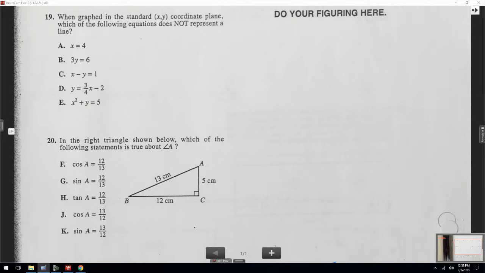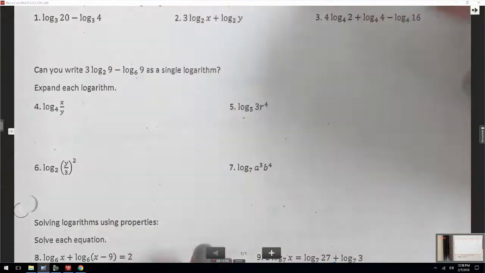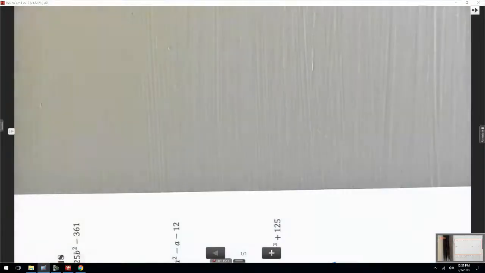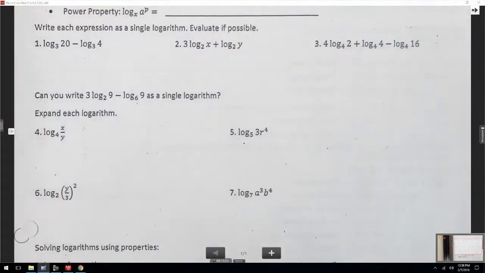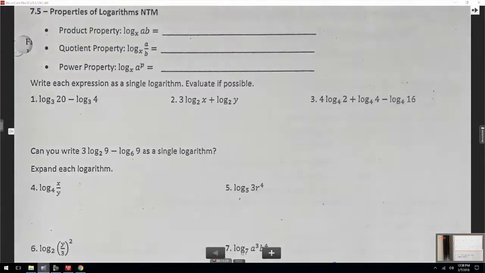Alright, here we go. What happens if I multiply x times x? What would you do to the exponents? You'd add them together. There you go. And remember that a logarithm is just another way to do exponents. So these three properties are the same thing as our exponent properties. Product means multiply, right? When you multiply the bases, what do you do to the exponents? You add them.